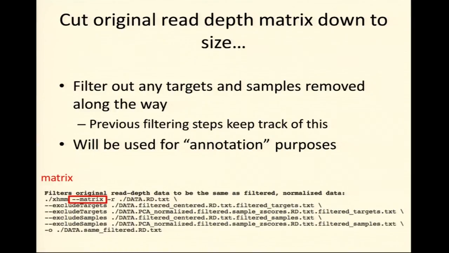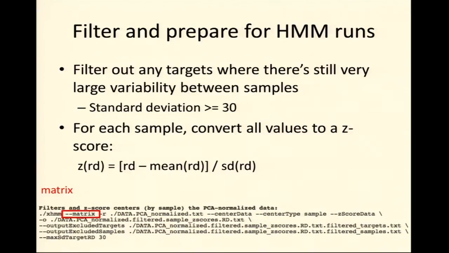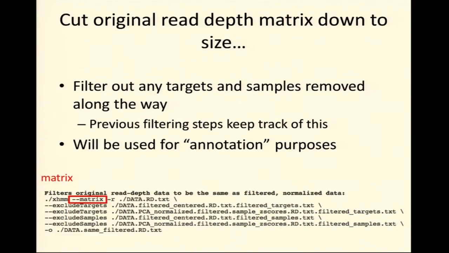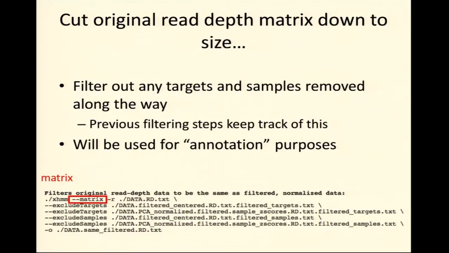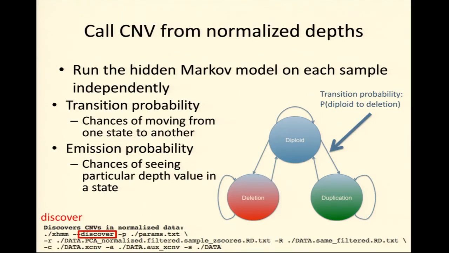One of the next steps is almost a technical step. Once we've cut down the normalized read depth matrix in all sorts of different ways, right? We've removed samples and targets that were too long, or had very extreme GC content. We removed samples that have high read depth or low read depth. We want to do that to the original read depth matrix just for convenience, so later on we can use that for plotting and annotation of the CNVs to know what was the mean read depth. So we do that in this step, again using the matrix command. We just remove certain samples or targets that we've removed previously from the normalized data.